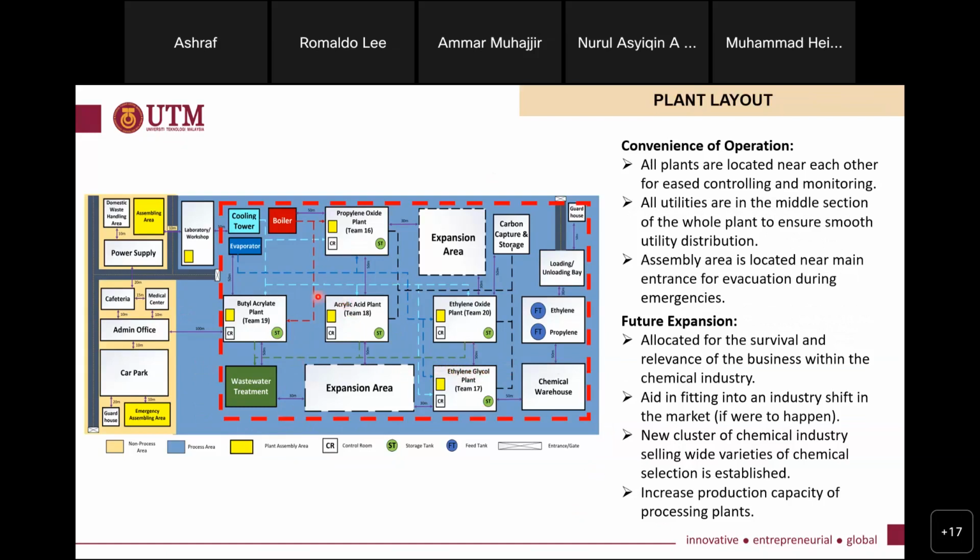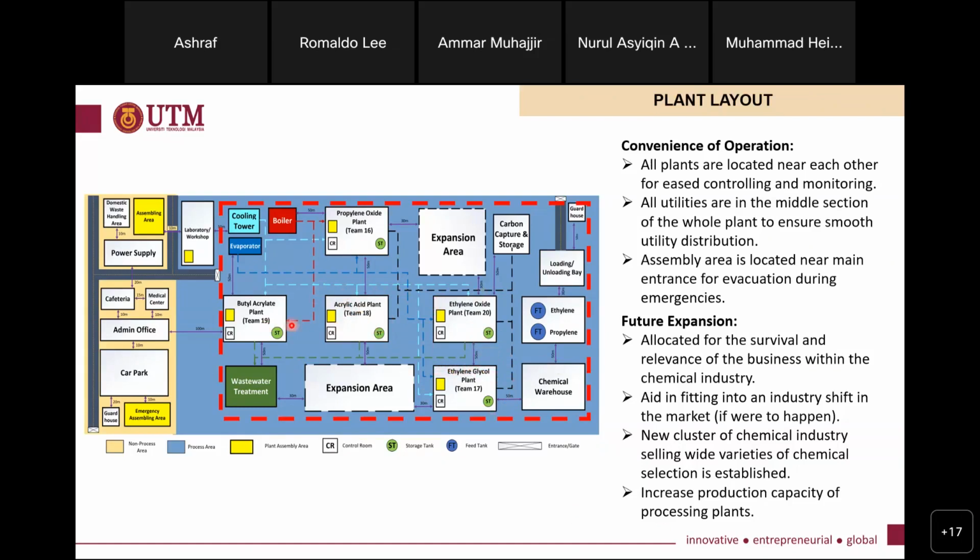So team 16, team 20, and team 18 are grouped side by side since they require use of the raw materials. And team 20 is located near team 17 since it will supply some of its ethylene oxide to further process into ethylene glycol. Same goes for team 18, who will supply some acrylic acid to team 19 to process into butyl acrylates.